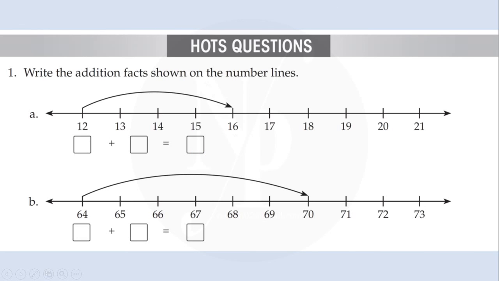So since the arrow mark here is started from 12, the first number to be written in this box must be 12. That means we are adding something to 12.